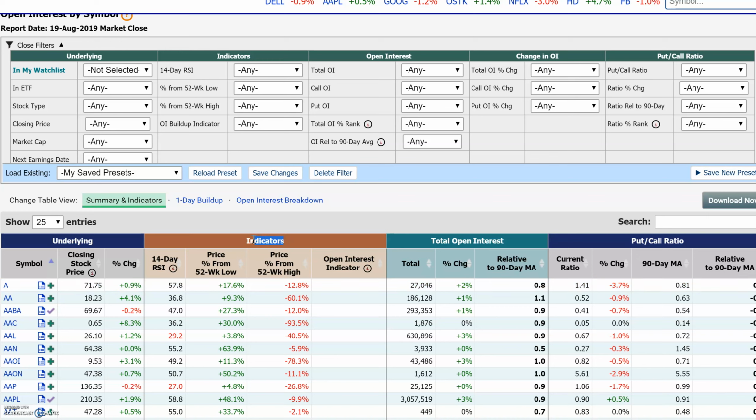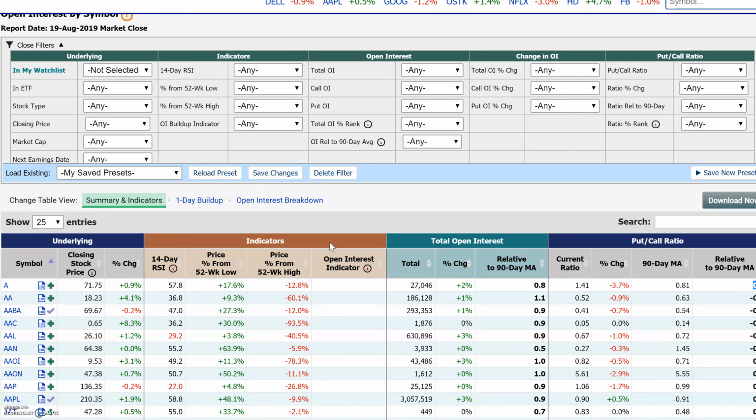You have some of these indicators, which we'll go over. This is the total open interest and the percentage change. Next to it, you have the relative open interest relative to a 90-day average of open interest. So above 1 would mean that the current total open interest is above the 90-day average. Below 1 it would be below the 90-day average. Here you also have the current put-call ratio and the percent change from the previous day. And as a comparison, you have the 90-day average put-call ratio and the relative value next to it.